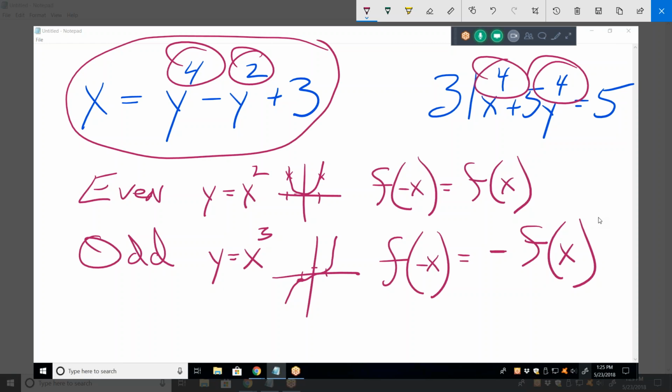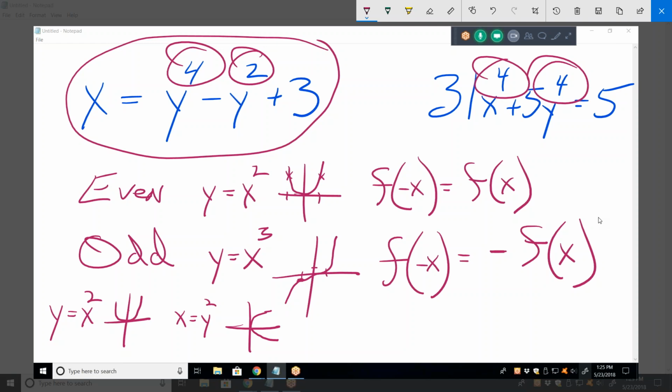All right, let's talk about that. You know that if you have y equals x squared, it's this kind of a parabola. But if you have x equals y squared, it's this kind of a parabola. The second one is not even a function.